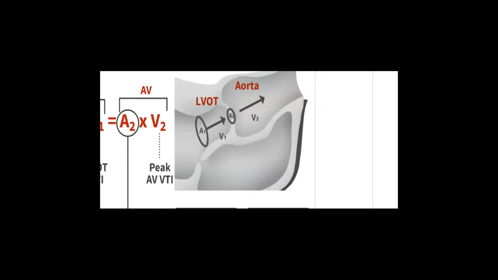If we take it this way, it is 0.785 times the diameter squared of the LVOT times the TVI of the LVOT. That will be equal to the aortic area, which I don't know, times the TVI of the aortic flow, which I can know. So in this case, I can work out the aortic valve area. Okay? And this is how they measure aortic valve area by the continuity equation.